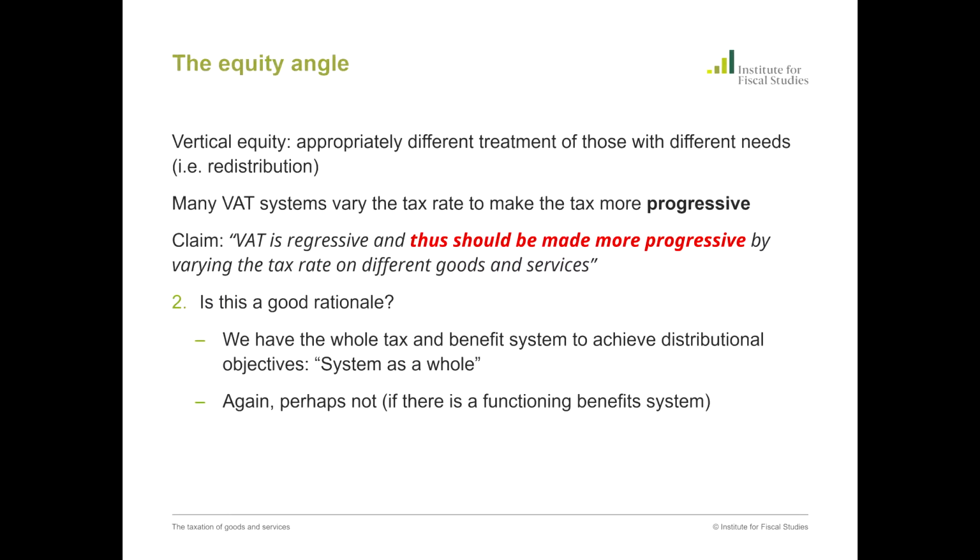So the point I was trying to make with those graphs is that even if you think VAT is regressive, targeting households through VAT rates is always going to be a pretty blunt way to do it. And if we have a functioning benefit system, that's going to be much better targeted towards poorer households. So it's going to be a more efficient way to achieve distributional goals in general.